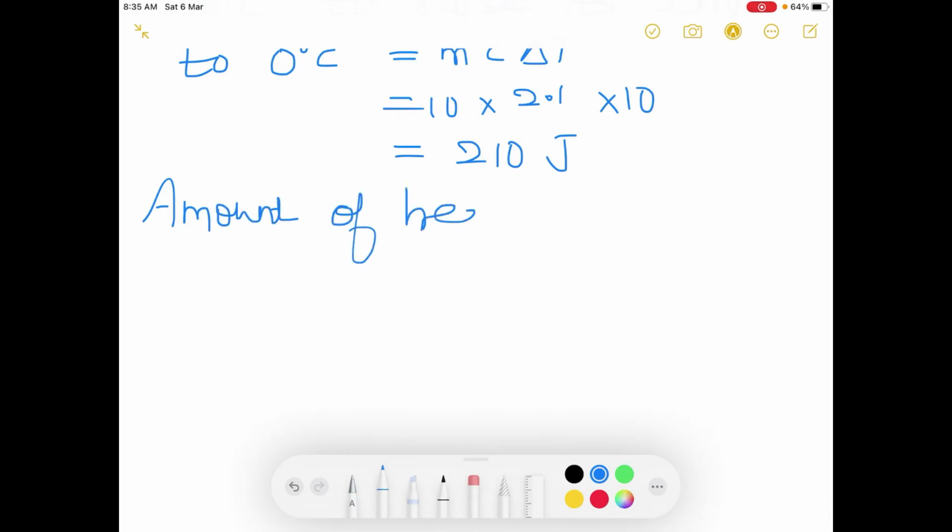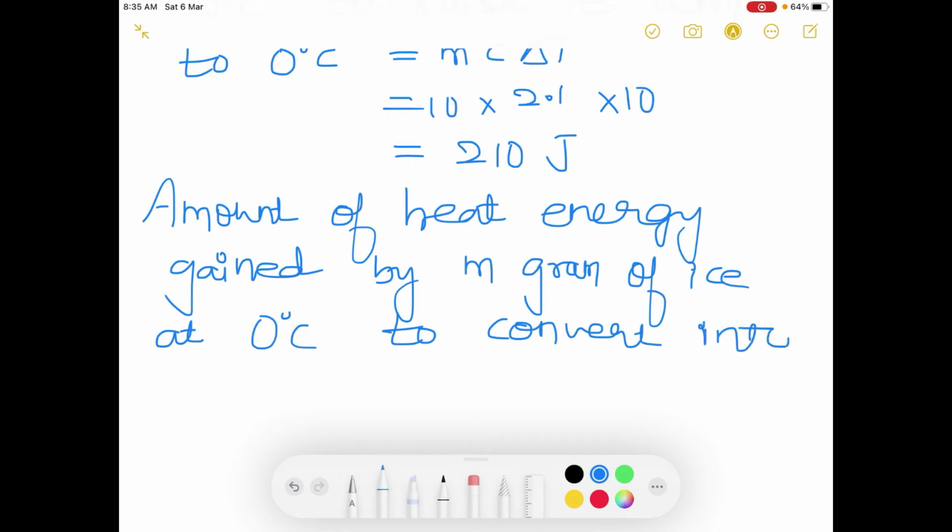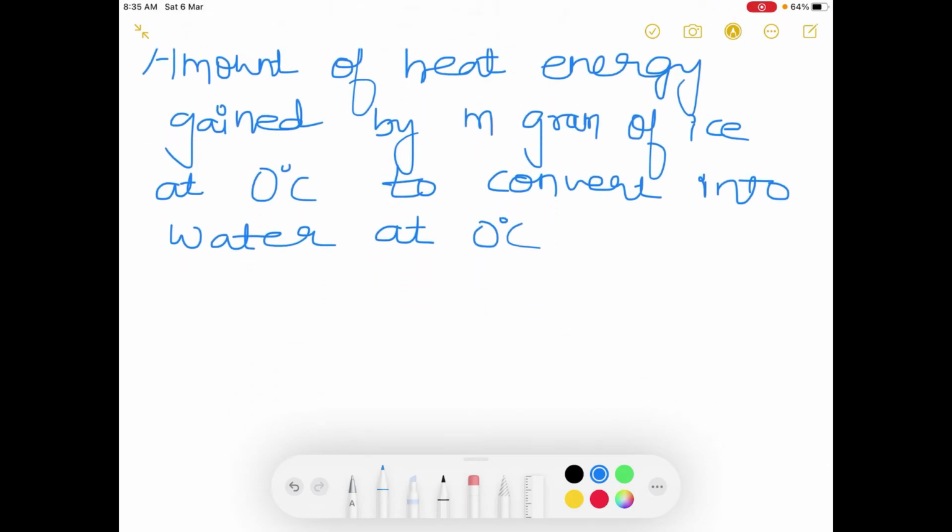Now, amount of heat energy gained by m gram of ice, we don't know how much, so m gram of ice at 0 degree Celsius to convert into water at 0 degree Celsius. Not all the ice melts, suppose m gram melts. So that will be equal to m into L, which is m multiplied by 336, or 336 m joule.